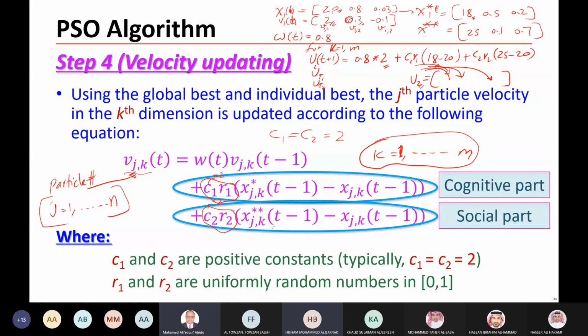Sorry, Doctor, I have a question, if you allow me. Yeah, please go ahead. Can we say that the velocity will decide the direction of the swarm? Yes. As we will see in the next step, after velocity updating, we will see the position updating. Okay?